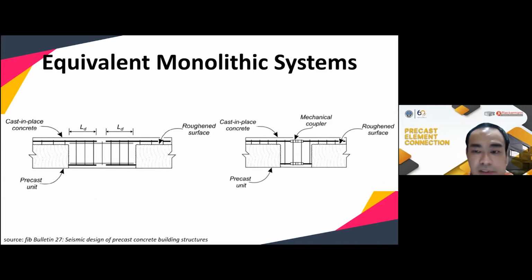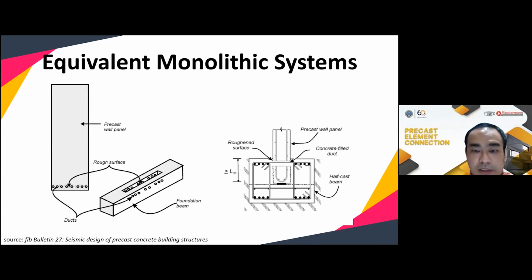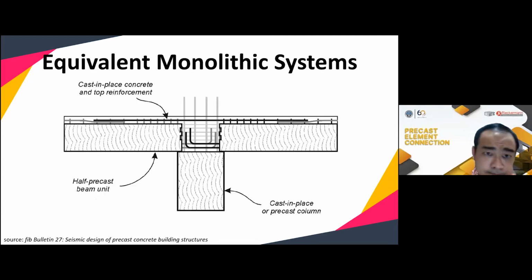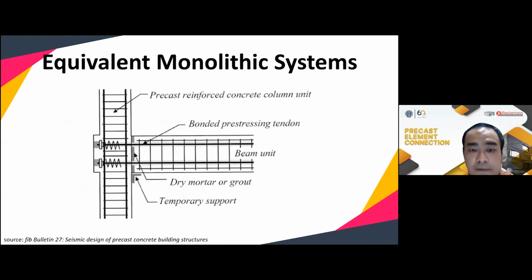Okay, I will just skip this because I think Mr. Nishant already explained the beam-to-beam connections. And then these are the wall connections. And this is the beam-to-column connection. We can have cast-in-place concrete here. I think Mr. Nishant already explained this in the previous sessions, so we just skip it here. And this is the bonded pre-stressing tendon.